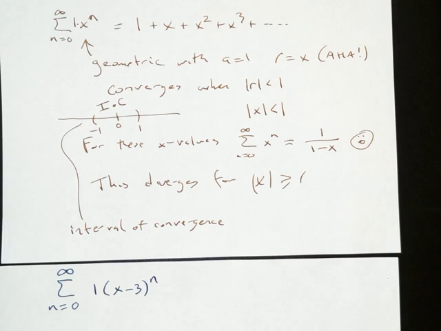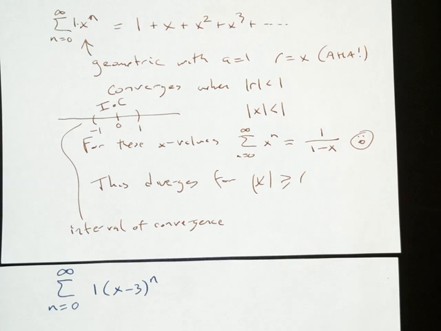Compare the one at the bottom of the screen with the one at the top of the screen. The only difference between those two... which means that the one at the bottom is basically a u substitution away from being the one at the top, isn't it? If I wrote u equals x minus 3, then I could write the bottom one as u to the n, couldn't I?